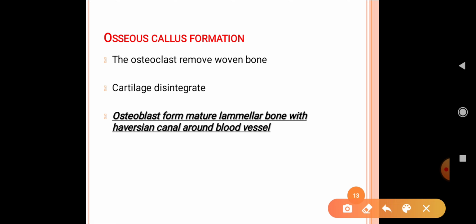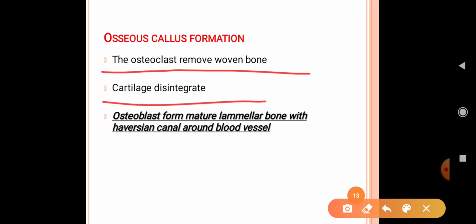So this weak bone needs to be removed, and after a few weeks, after 3 to 4 weeks, this woven bone will be removed by osteoclast because it is weak bone. We need to remove it. It will be removed by osteoclast. Osteoclast is doing the function of bone resorption. The cartilage will also disintegrate with the help of osteoclast. Okay, now what happened after removal of the weak bone?